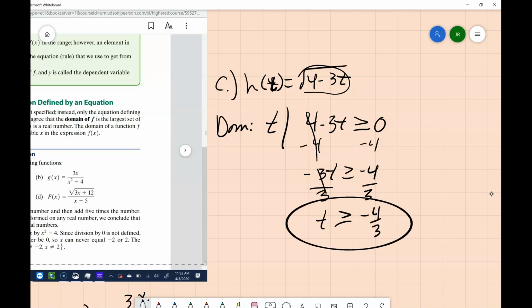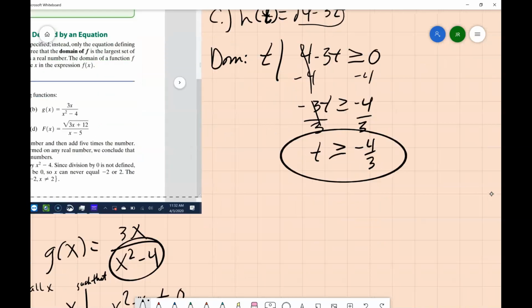So there's my domain. Or you might have to write it as an interval. You could say, how do you write this as an interval? That means that t can go from negative 4/3 to infinity. But I can put a bracket on the negative 4/3 because it can be negative 4/3. Negative 4/3 gives you 0 itself, and the square root of 0 is just 0, and that's fine. You just can't have a number less than 0. So negative 4/3 is okay, and I always put a parenthesis on the infinity.